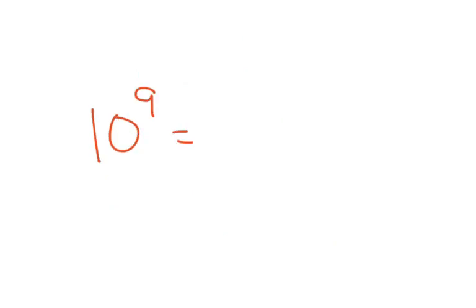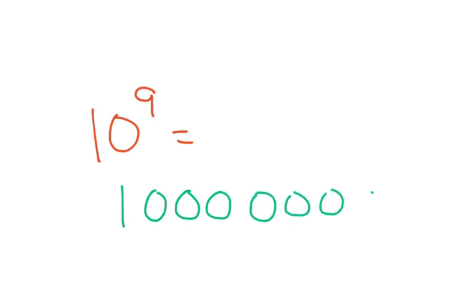So if I look at this one, 10 to the 9th power, that would mean I put a 1, and then I'm going to have 9 zeros after that. And then, to put in my commas, you would go to the end and move up every 3. So the answer to that is actually 1 billion.